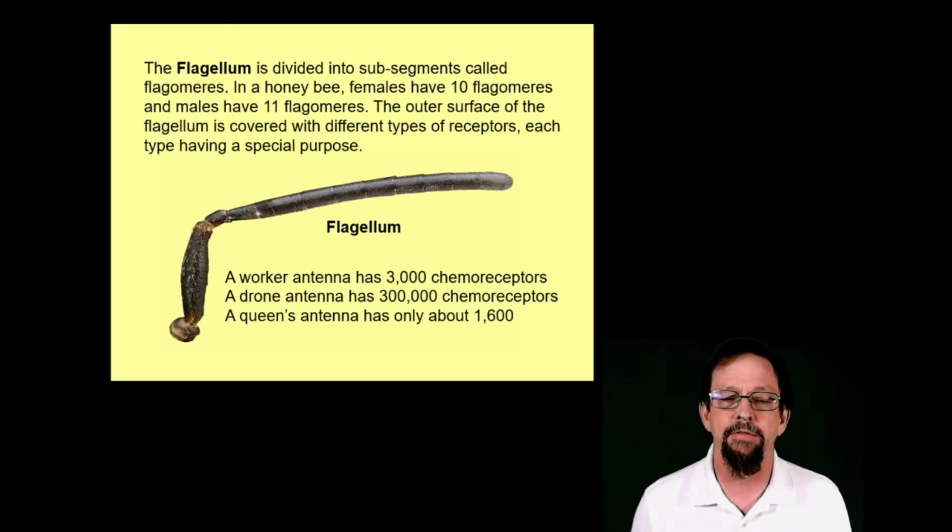The outer surfaces of the flagellum are covered with different receptors, each having a special purpose. On the flagellum, a worker has 3,000 chemoreceptors, a drone has 300,000 chemoreceptors, and a queen only has 1,600. Kind of the bonus here, and we're going to see it with the sensory organs, is the males really have superior senses, and that's probably because they really need to do their main job of procreating. So they need to find the queen, so they have 100 times more chemoreceptors than the average worker.